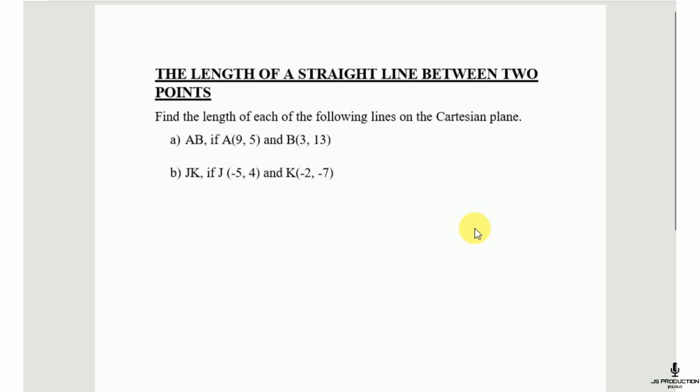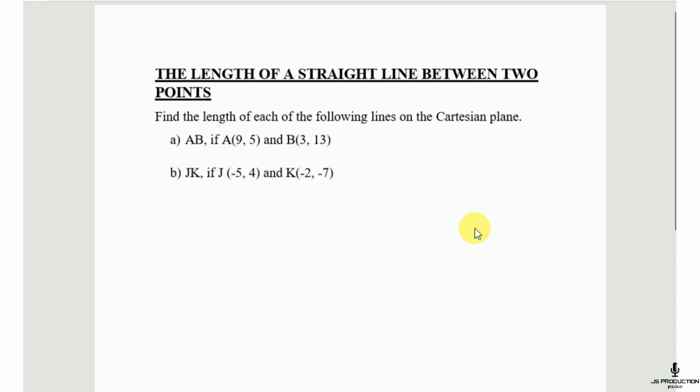So we are going to continue with finding the length of a straight line between 2 points. And we're going to look at some of the examples. So the first example reads, find the length of each of the following lines on the Cartesian plane.